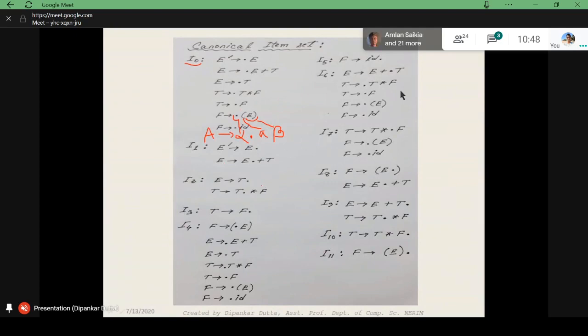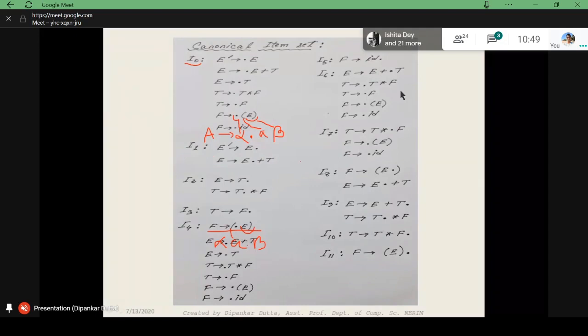So now we have to look for capital A implies alpha A dot beta, that is this one. F implies left parenthesis dot E right parenthesis. What is alpha here? Same, alpha is null. What is A? A is the left parenthesis here, and what is beta? Capital E right parenthesis. Alpha A dot beta, and here it is alpha dot A beta.